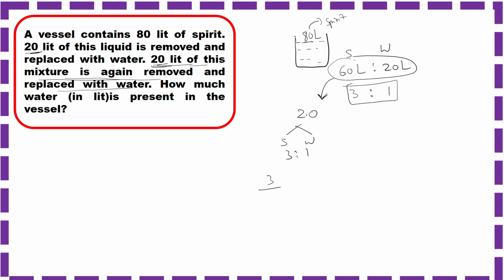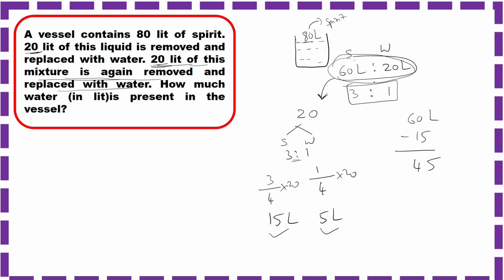What is the quantity of spirit in 20 liters? 3 by total parts, 3 plus 1, 4, into 20. That is 15 liters. And what about water? Quantity of water is 1 by total 3 plus 1, 4, into 20, that is 5 liters. So from this 60 plus 20 we are removing 15 liters of spirit and 5 liters of water. So if from 60 liters we remove 15 liters, it becomes 45 liters, and from the 20 liters of water, if we remove 5 liters, it becomes 15 liters, right?